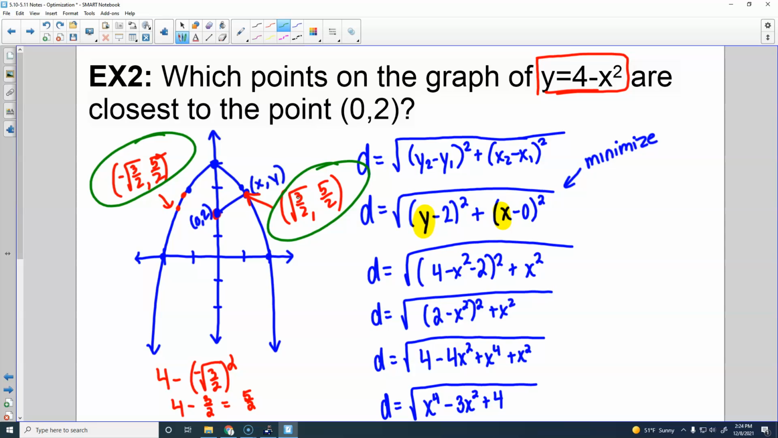Okay. And so those are the exact points that it's the closest. You do not get a protractor or a ruler.